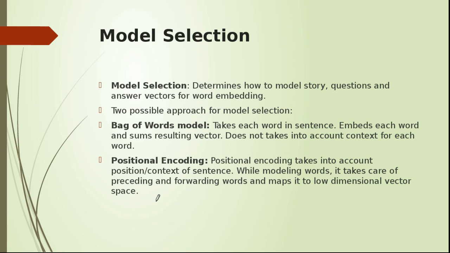Model selection. To select a model, we have two possible options: bag of words model and positional encoding. The core difference between the bag of words model and the positional encoding is that bag of words model doesn't take into account the context. It just takes into account a single word. It doesn't know what the word is related to. On the other hand, positional encoding is a little bit more powerful. It takes into account the context. It knows what is ahead of the word and what is after the word.